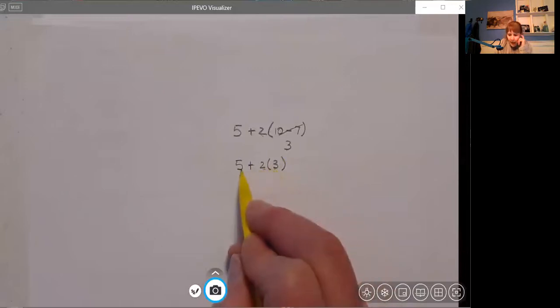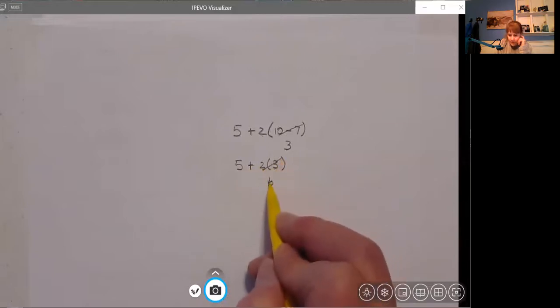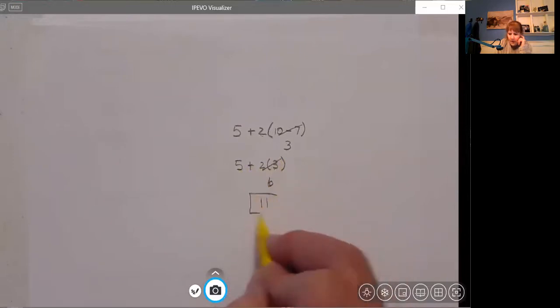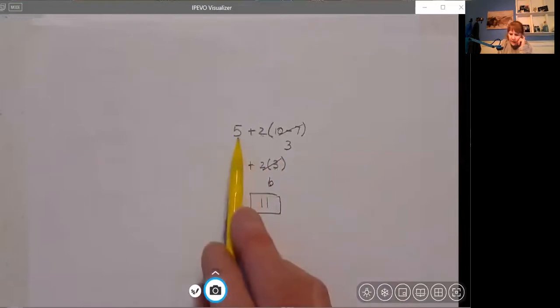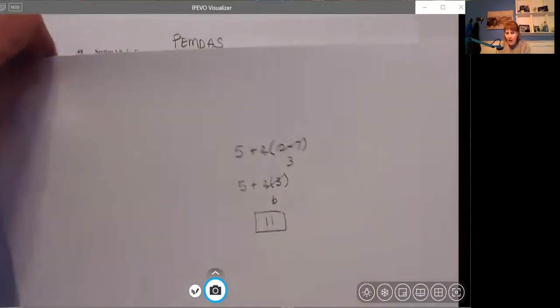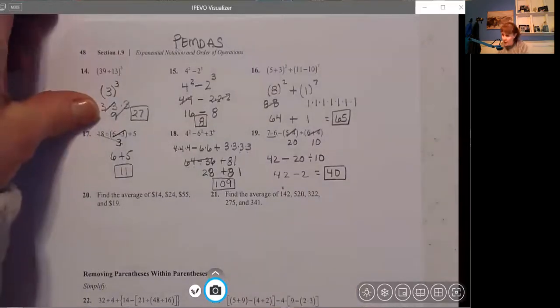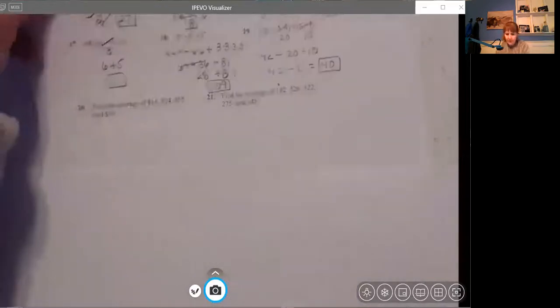So do not add 5 plus 2 until after you've taken 2 times 3. Now 5 plus 6 is 11. So just be aware of that. It's real tempting to get a 7 here. But again, make sure that you multiply before you add the 5. Okay, all right. So our next thing we're going to look at is how to find an average, given some numbers here.